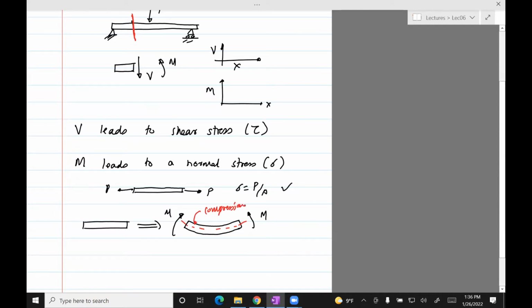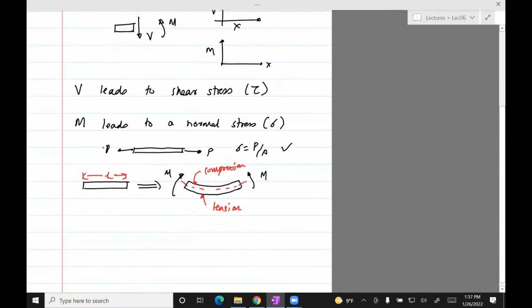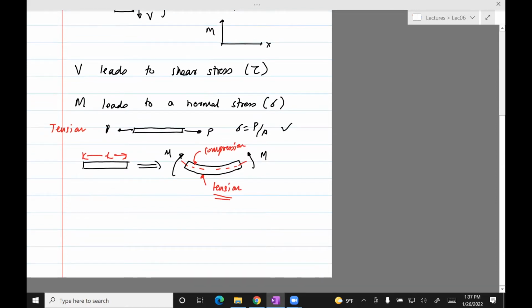As you can see, if this is the length of the beam, the top part is going to have a length less than L just by looking at it, right? Similarly, the bottom part is going to be under tension, because the length of the bottom part is greater than L. Once you have this understanding, you can see that this is nothing but a tension specimen. It's going to elongate. Similarly, bending moment has caused the tension in the lower half. So the bottom part is going to be under tension, and that's why bending moment M leads to tension.